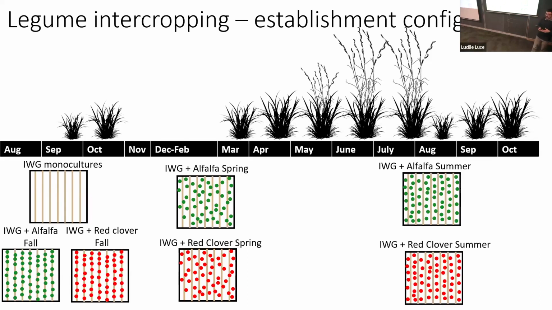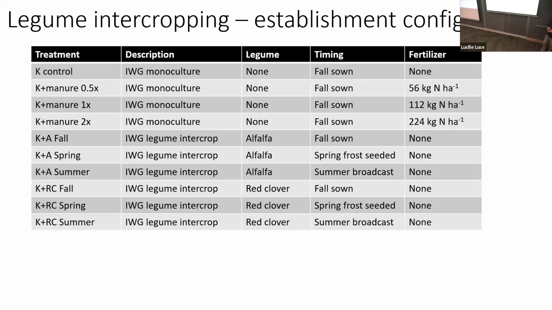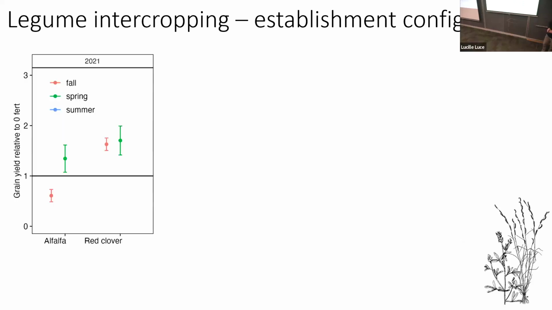And then the third configuration is this really delayed legume seeding. We actually let the intermediate wheatgrass go through a full life cycle. We harvested grain, really gave it a head start, and then we planted our legumes in the summer. We broadcast seeded in between those harvested rows. And we also have monocultures that we applied manure onto at different rates, and we applied that manure in the spring, important to know, at 3 different rates from 56 kilograms per hectare to 224. All right, so that's just a list of the treatments.